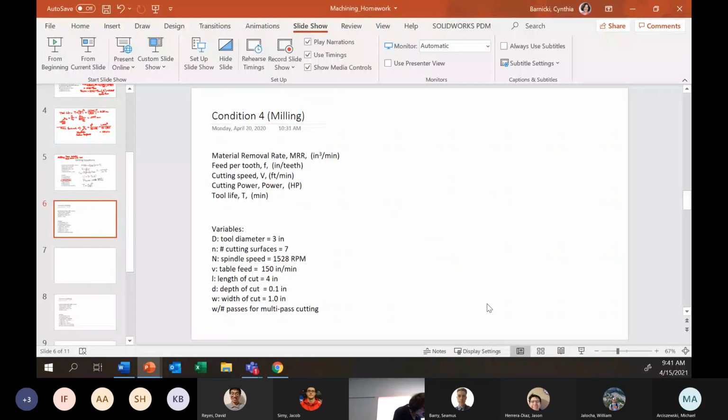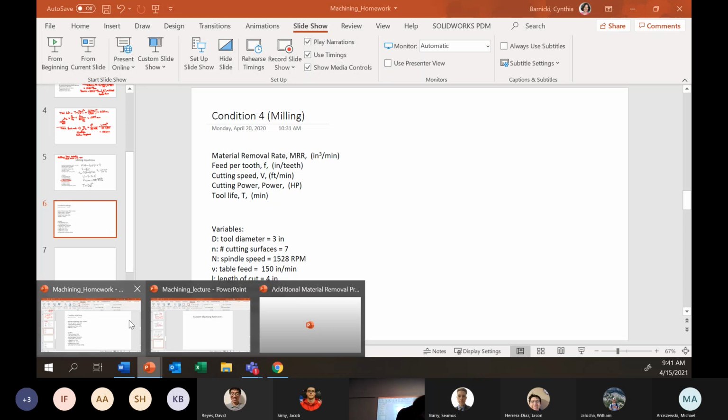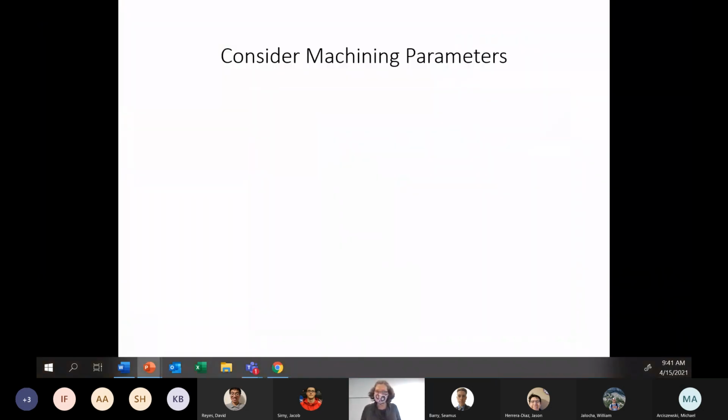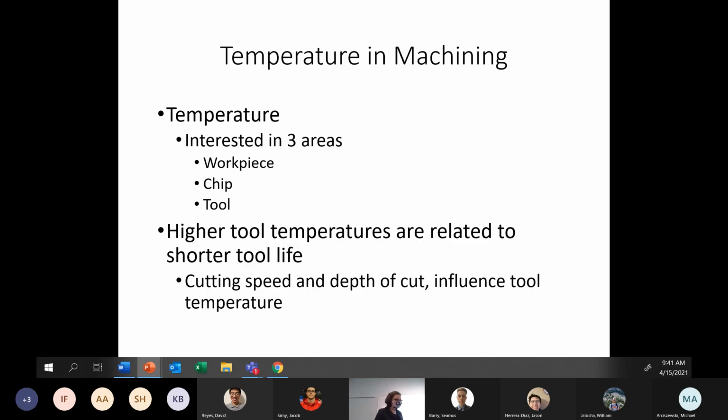Okay, so let's go back to what we were talking about for the rest of today. We've considered some of our parameters, and let's look at our general overview. Temperature.